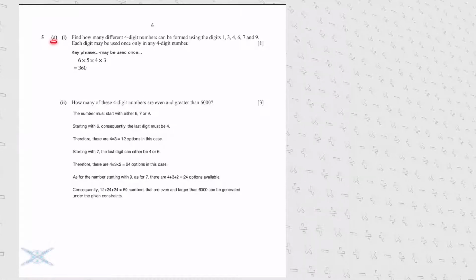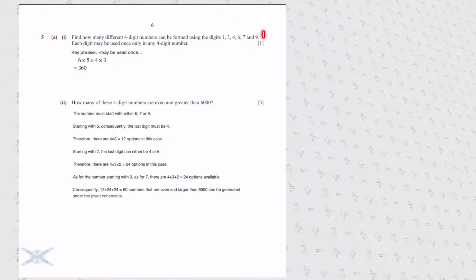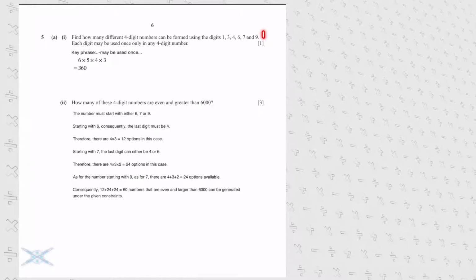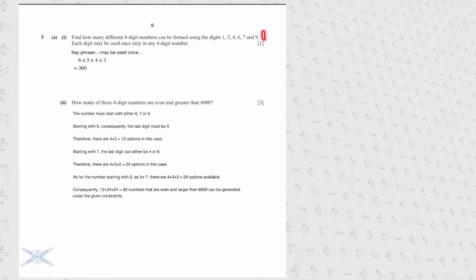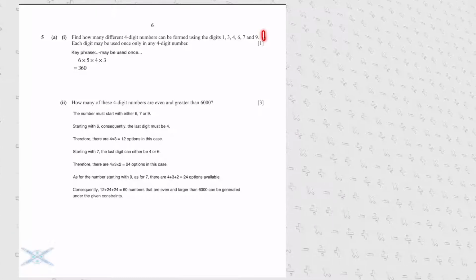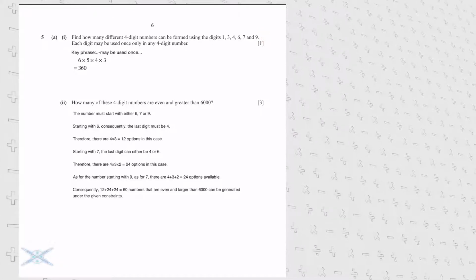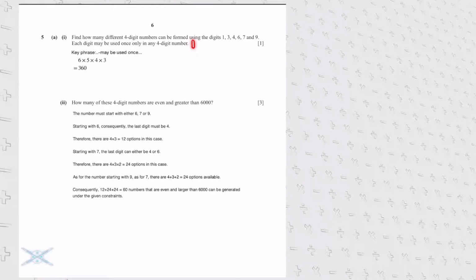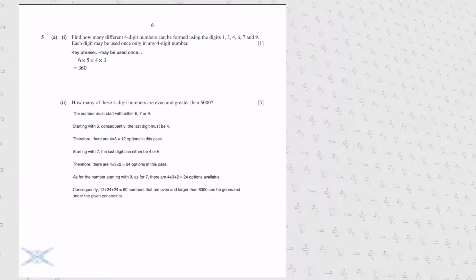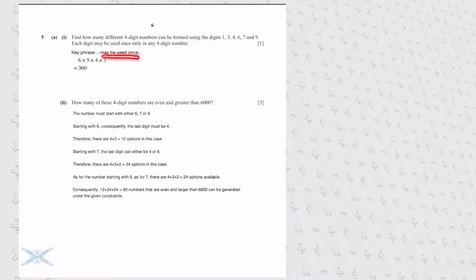Next on to exercise 5. In part A1, we are supposed to find out how many different 4-digit numbers we can form using the digits 1, 3, 4, 6, 7 and 9. Each digit may be used once only in any 4-digit number. Our key phrase here is may be used once.